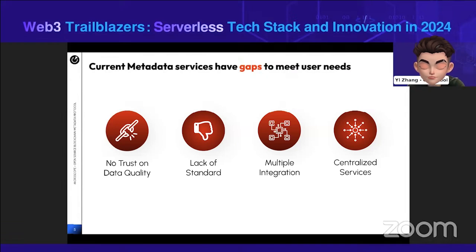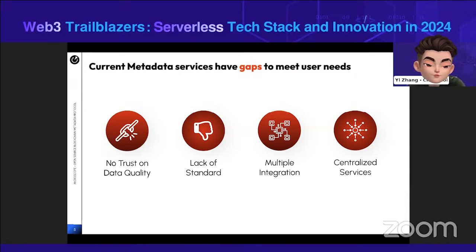Therefore, we have to count on multiple providers, and the workload to integrate them is kind of expensive. The last one is centralized service, because all of them right now are centralized. If they shut down their business, your business logic depending on them will be paused for a while, at least, unless you find a replacement.